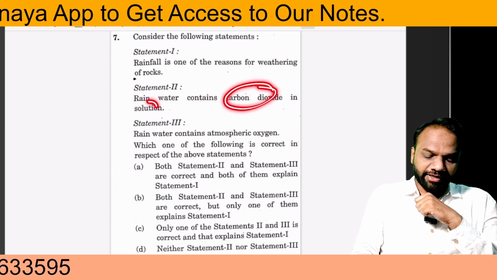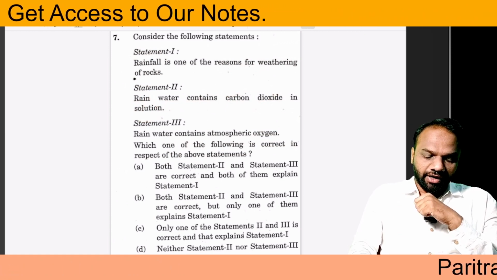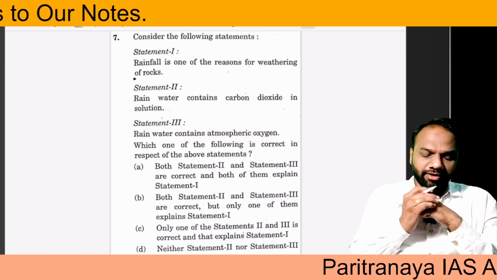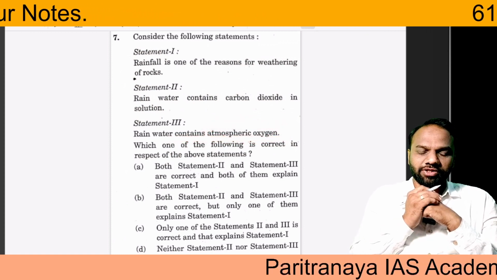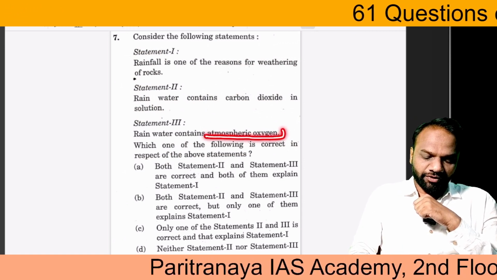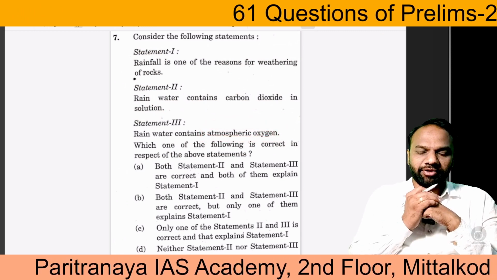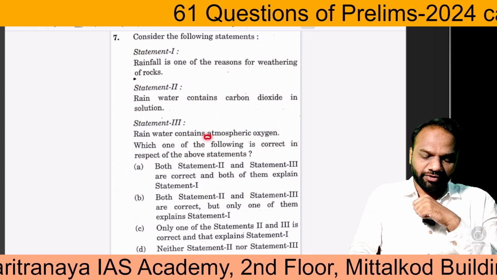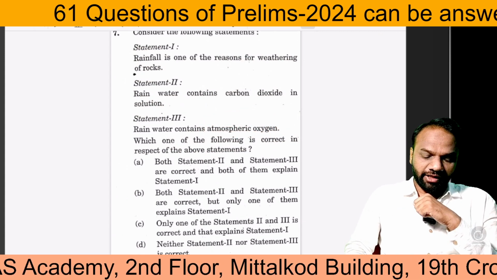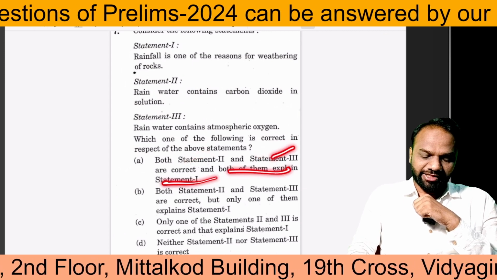Rainwater contains carbon dioxide in solution. Yes, it does. Rainwater contains atmospheric oxygen. Here it's a bit tricky, whether it is atmospheric oxygen or dissolved oxygen. How we interpret these words depends upon that. But here we shall assume that atmospheric oxygen has become part of rainwater. If we make that kind of assumption, then both statements 2 and 3 are correct, and both of them explain statement 1.